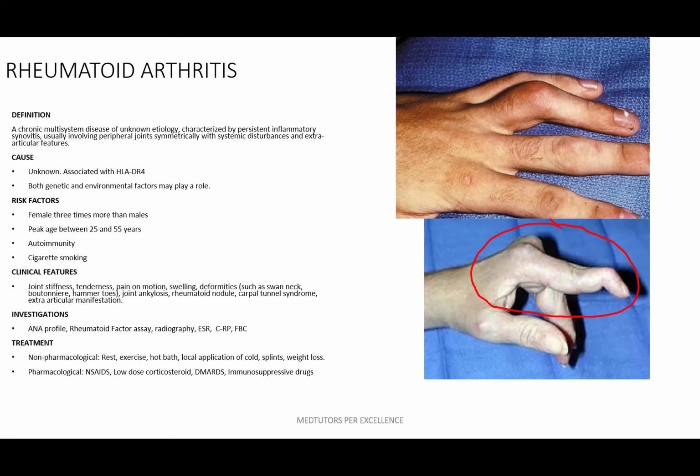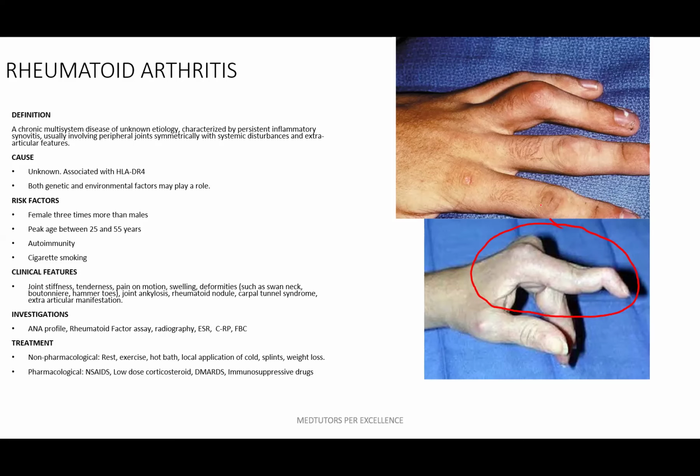Now, how is it treated? You should know that one of the most important presentations of all these arthritis is pain. So what you give is analgesics. The treatments could be classified as non-pharmacological, that is non-drug treatment, and drug treatment.